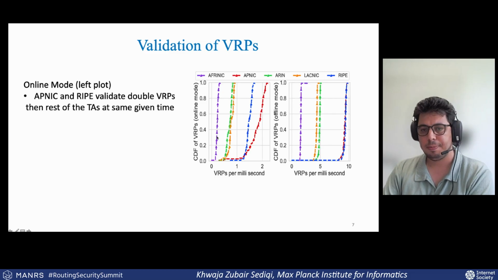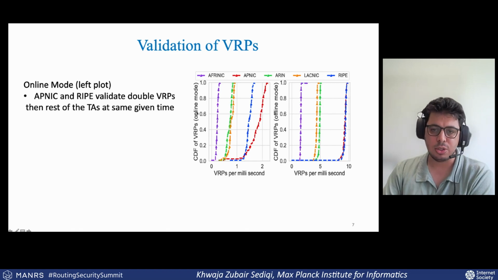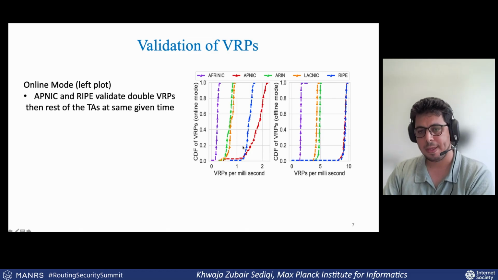But one could argue that yes, because you're using online mode, it could be that those destinations are far from the location you're validating it. That's why we try to do a cross-check in offline mode, where there is no influence of network connection. The data is locally available, and then we try to check again how many VRPs we can validate for different TALs using the same software or relying party software.